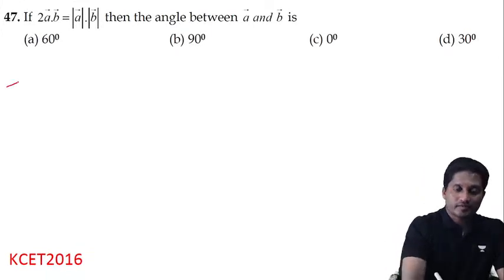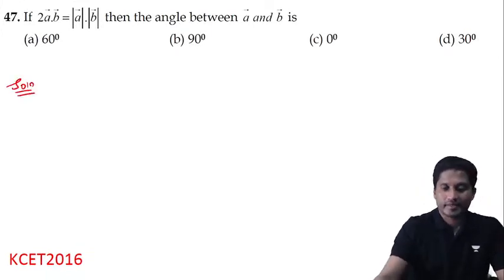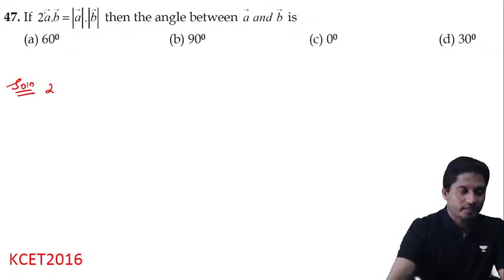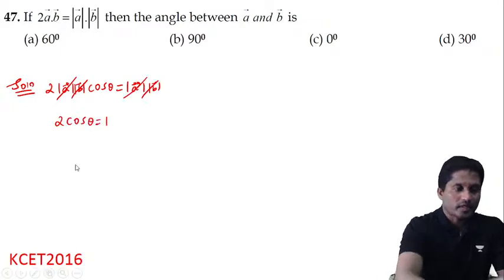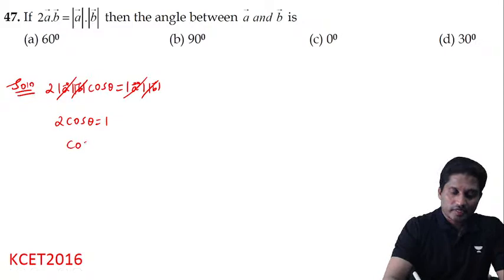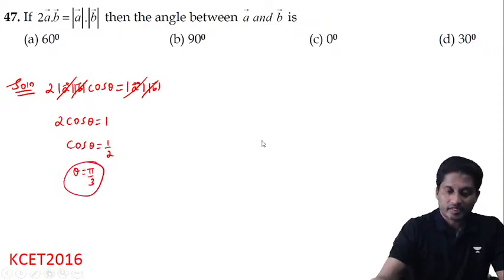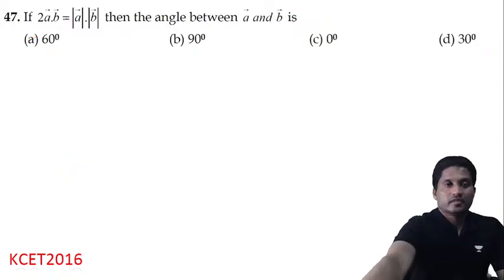Okay, now listen. I'm supposed to find the value of theta, the angle between A and B. 2 times A dot B is equal to mod A into mod B into cos theta, which is equal to mod A mod B. This mod A mod B will cancel. 2 cos theta is equal to 1, so cos theta is equal to 1 by 2. Cos theta is 1 by 2 means theta is pi by 3, which is 60 degrees. Answer is option A. Let's move to the next question.